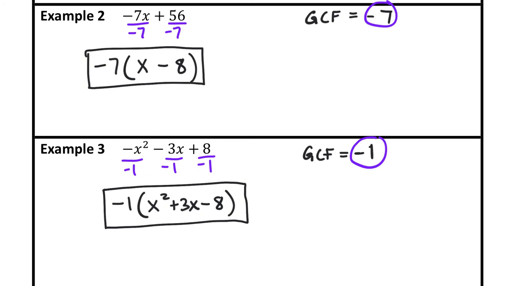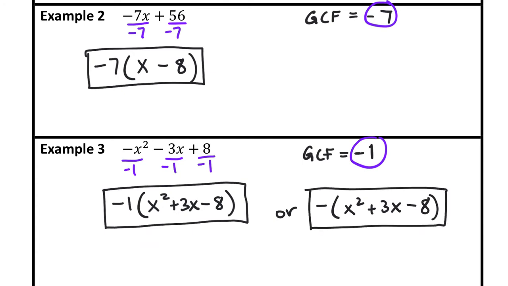Another way you can write it is negative x squared plus 3x minus 8. So this is two ways to write it. You can write it with the negative 1 in front or with just a negative in front. But at least we know that the GCF is this negative 1.